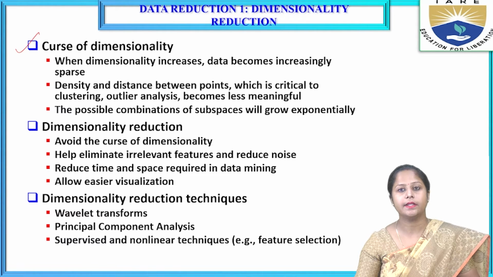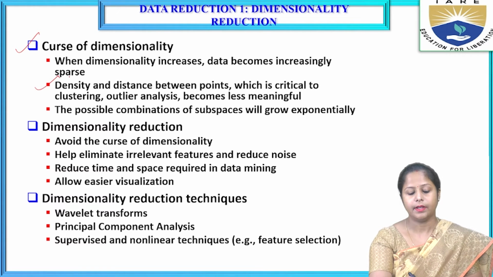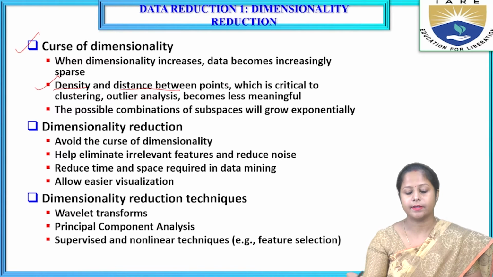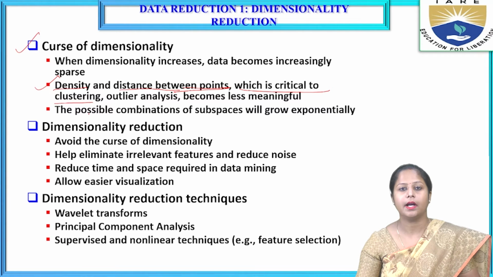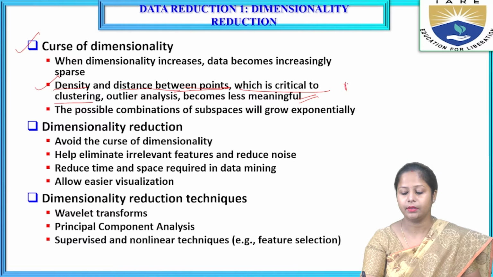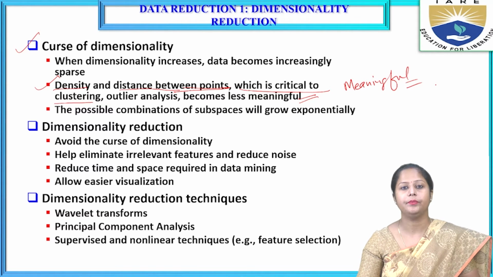Density and distance between points, which we have to calculate, are critical for clustering and outlier analysis, and after reduction they become more meaningful. So that is another way to reduce the dimensionality of the data.